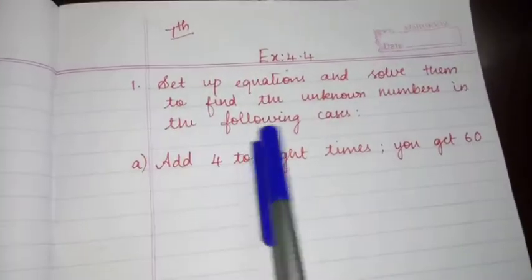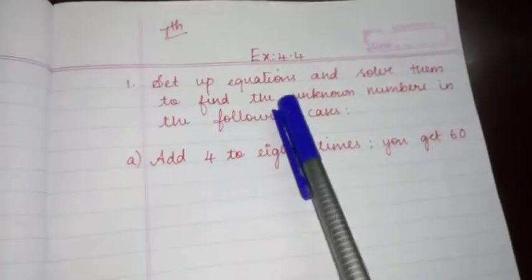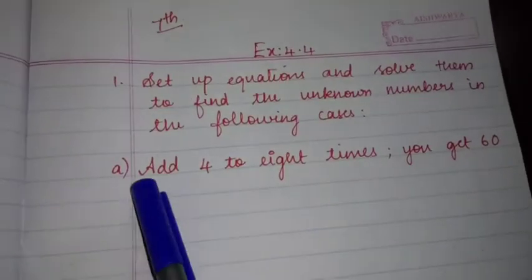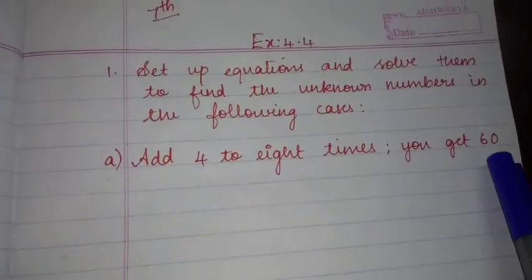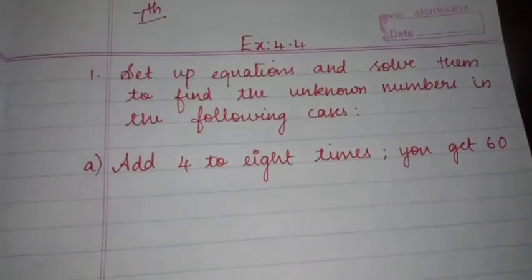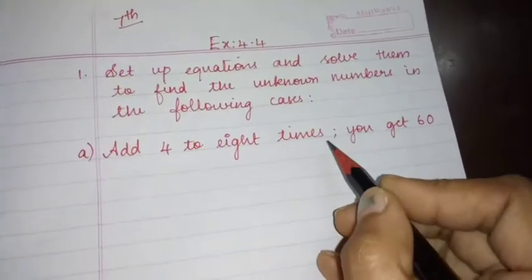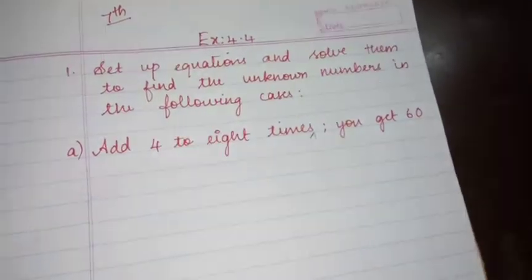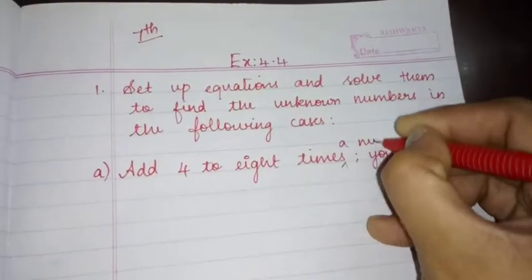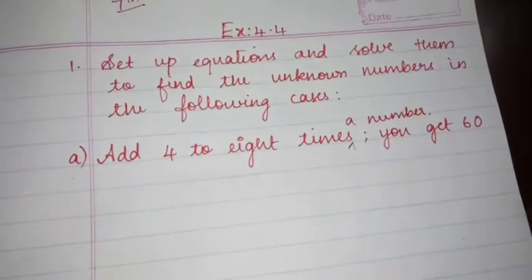Okay. First problem. Set up equations and solve them to find the unknown numbers in the following cases. We are going to write the equation from the given statement and we are going to solve it. That's all. The same as what we have done previously. Okay. Add 4 to 8 times of a number. Sorry, I have not written a number here. A number. Okay. Add 4 to 8 times of a number.